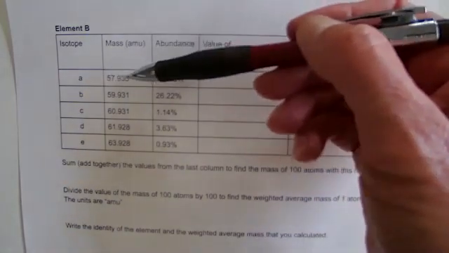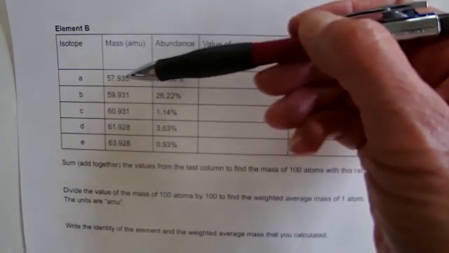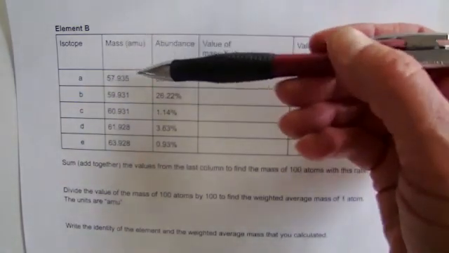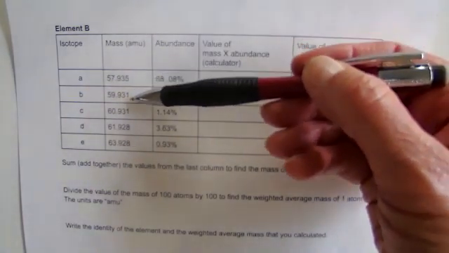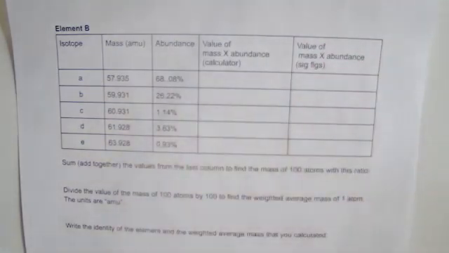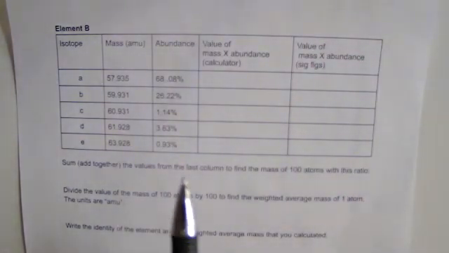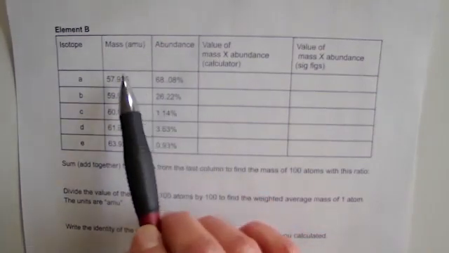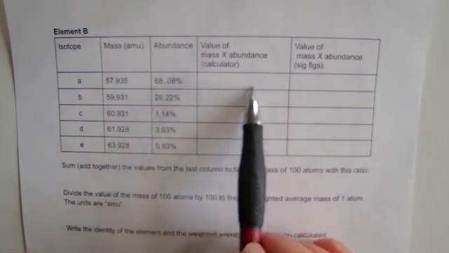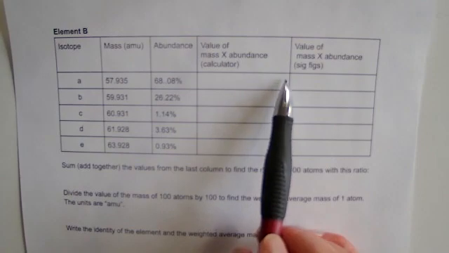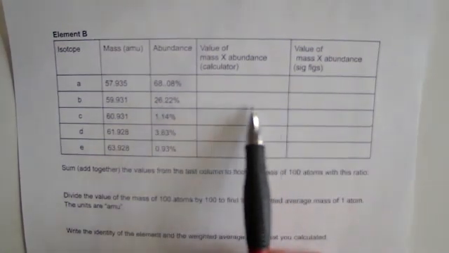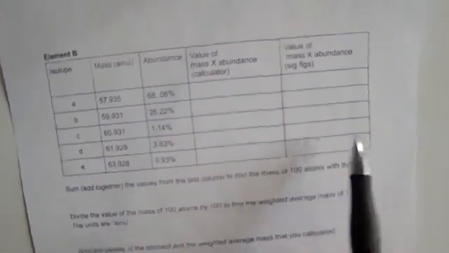So we would expect this to be fairly close to 58 AMU, although we can see that we have quite a few that are above that, so it's definitely going to be higher. Remember that your steps include multiplying the mass value times the abundance and getting a calculator value, then adjusting that for correct significant figures. Do that for each of these isotopes.